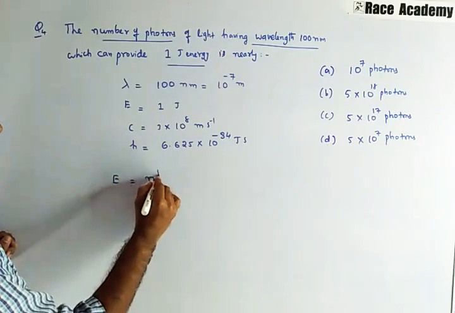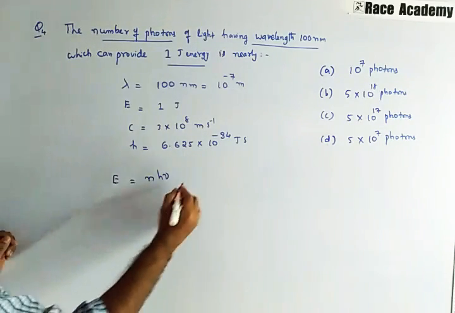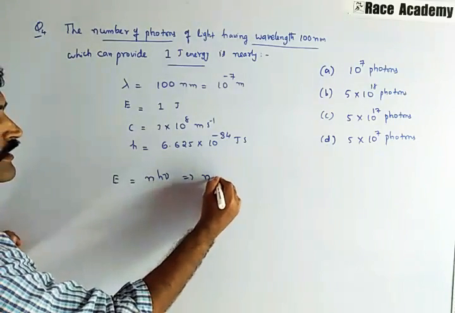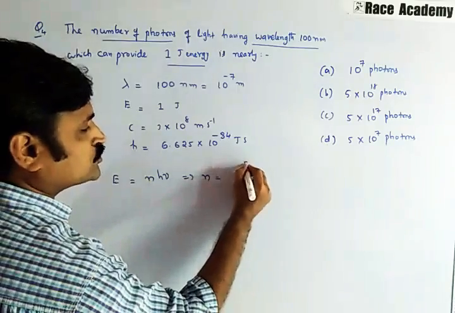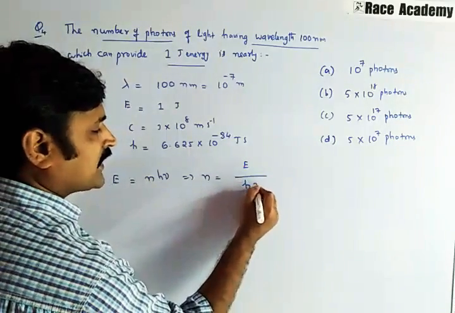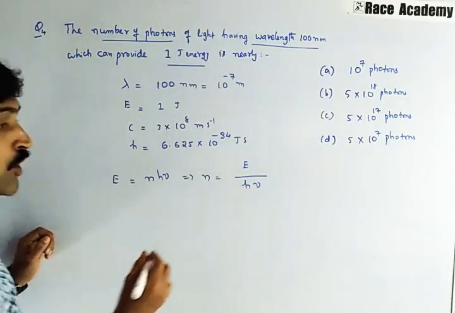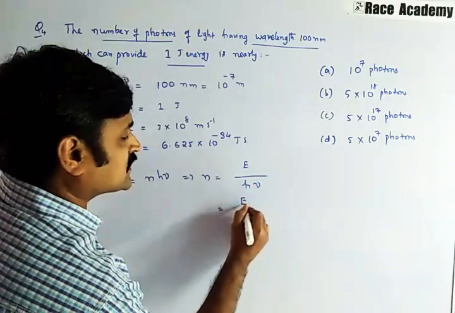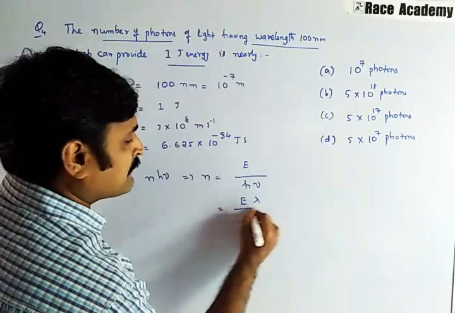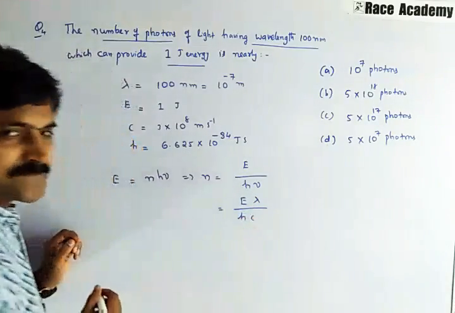E is equal to N h nu. In this, N is the number of photons. What is the N value? N will become equal to E by h nu. But we know what is nu? Nu is c by lambda. So then you can write this as E into lambda by h into c.